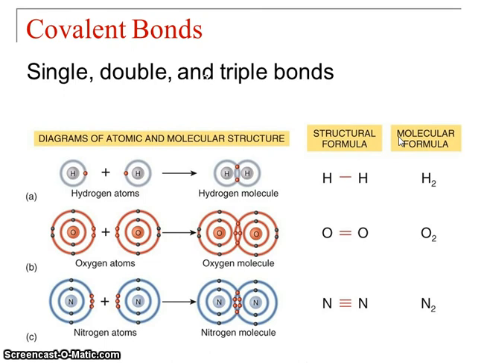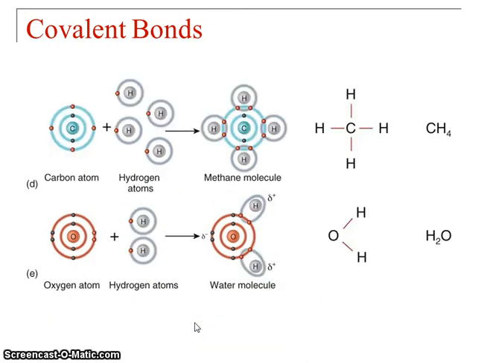Atoms can form single bonds, where you just share one pair, double bonds, where they're sharing two pairs, or triple bonds. Nitrogen makes 3 bonds, so it shares 3 pairs of electrons going back and forth between the two. And then here we're looking at how carbon does it. So this is the backbone of organic molecules. And there's water. And you can see the slight negative of oxygen and the slight positive of the hydrogens.